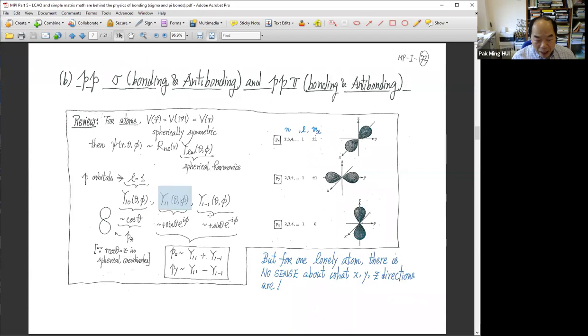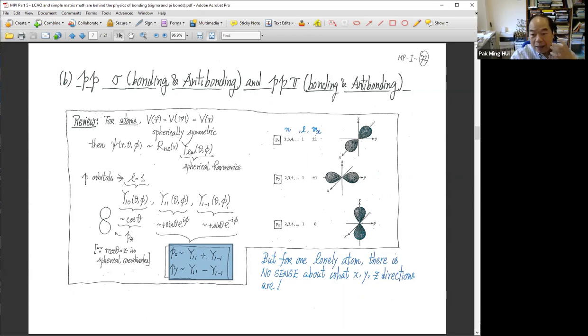But for px, py, we need to linearly combine Y_11 and Y_1,-1 in order to form real p states. Now, these are complex spherical harmonics, but if you do this combination, I think I may have missed some i here. Let me see. That's fine. Okay, so then you will get the px and py. So these are directional. The s is non-directional. It's a ball.